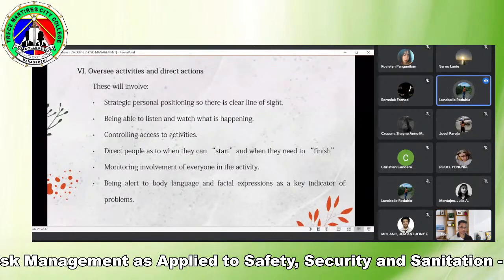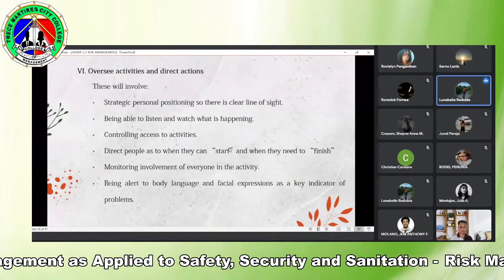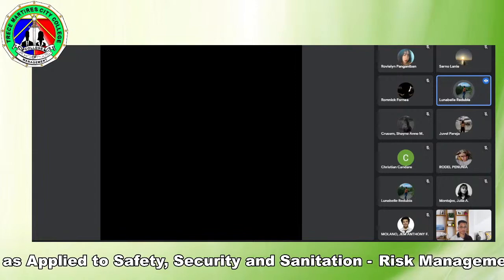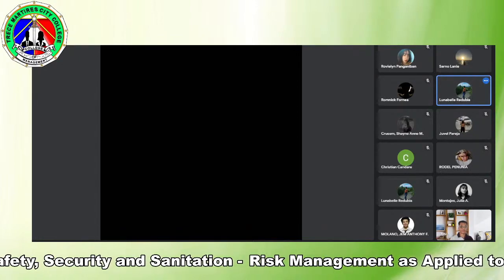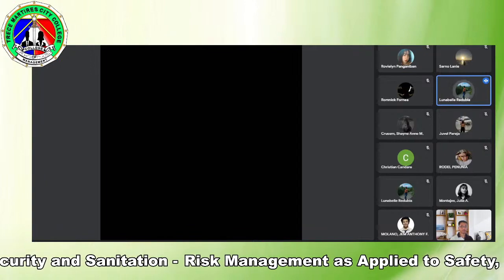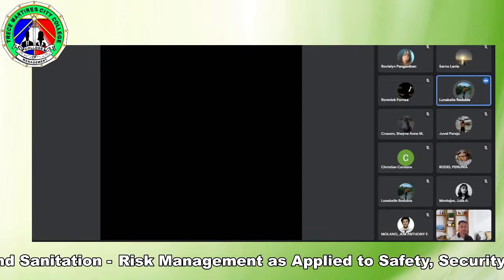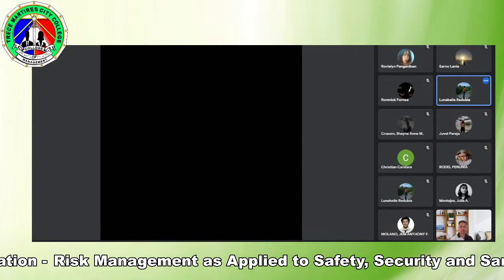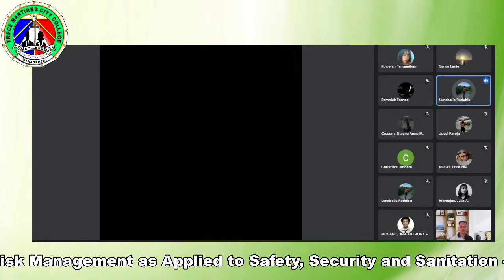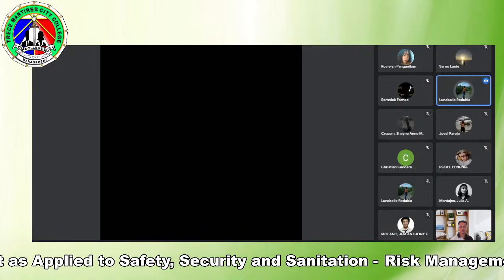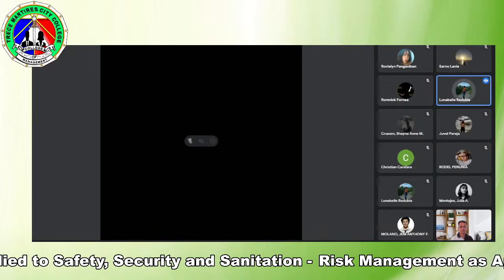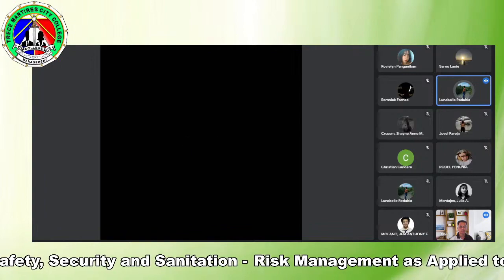Being able to listen and watch what is happening. Ito po yung sinasabi ko kanina, di ba? Para mas aware tayo sa mga nangyayari. Tulad nga nung kanina, sa pagiging observant, para makita yung possible risks. So, kailangan alerto tayo. At isa nga doon yung sinasabi ko kanina na pakikinig sa paligid mo. Kasi maaari kang makakuha ng informations at pwede mong maagapan yung mga possible na mangyari.